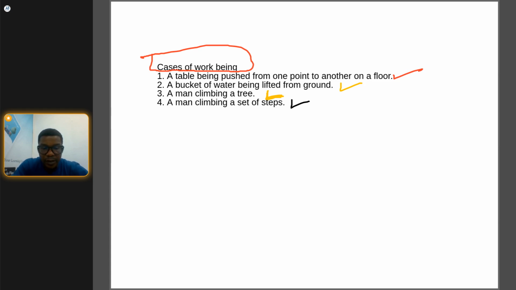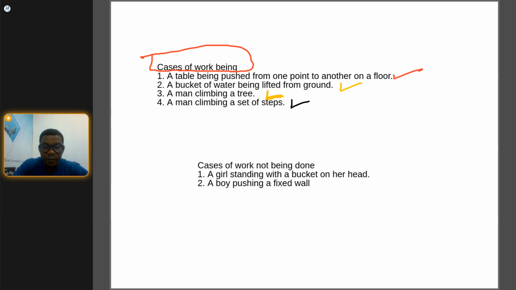Okay, let's consider these cases. Now, cases of work not being done. The first one, a girl standing with a bucket on her head.